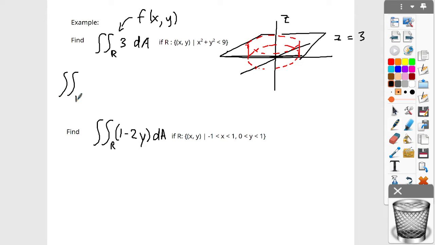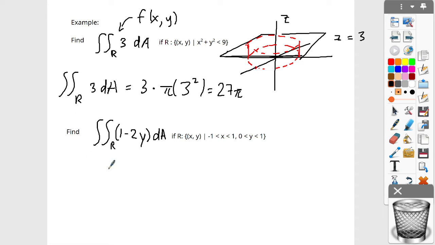And then what's the area of the circle? The radius is 3, so it's pi r squared. So it's 3 times pi times 3 squared, and that's 27 pi. Very simple. These are very simple questions. This one might be a little bit tougher, but still, it can be very simple if you make it simple.